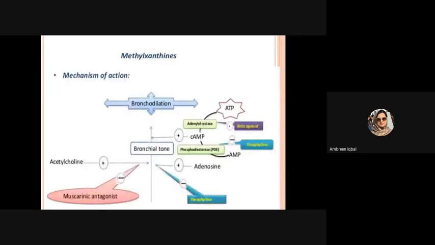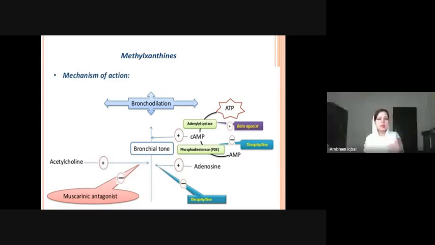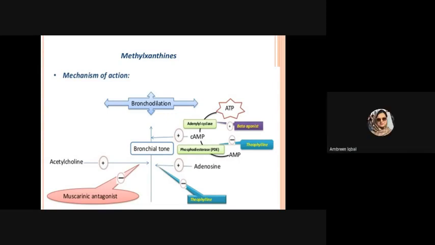Now we are going to start the next class used in bronchial asthma, that is methylxanthines. Methylxanthines are drugs that inhibit an enzyme named phosphodiesterase. First of all, you have to remember this thing. Methylxanthines inhibit an enzyme named phosphodiesterase. Now the point is, what is this phosphodiesterase enzyme? Phosphodiesterase is an enzyme that converts cyclic AMP into AMP. You can see this picture.